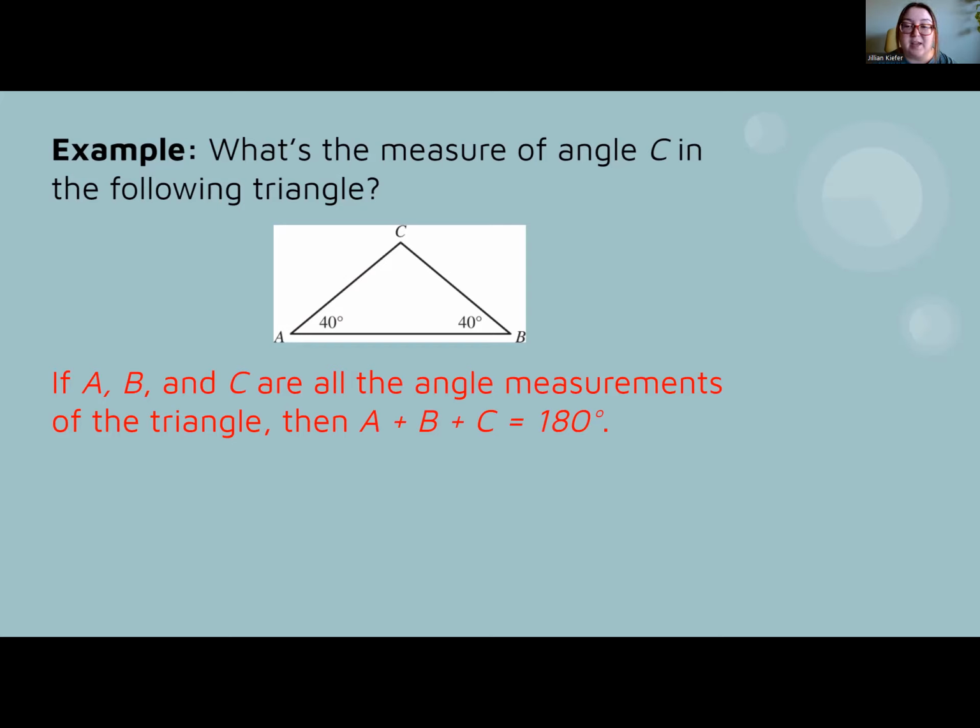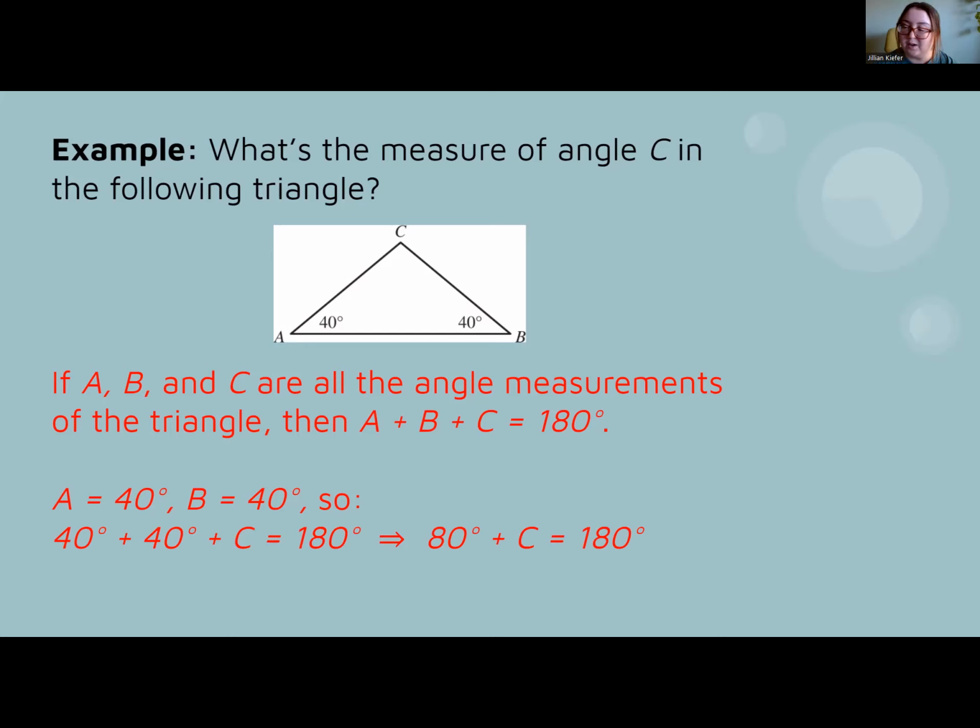But we do know that the sum of the angle measurements will equal 180 degrees. So we say if A, B, and C are all the angle measurements of the given triangle, A plus B plus C should equal 180 degrees. We know that A and B are both 40 degrees. So inputting those values into our equation for A plus B plus C equals 180, we get 40 degrees plus 40 degrees plus C equals 180. We want to solve for C. Simplifying that, we get 80 degrees plus C is equal to 180 degrees.